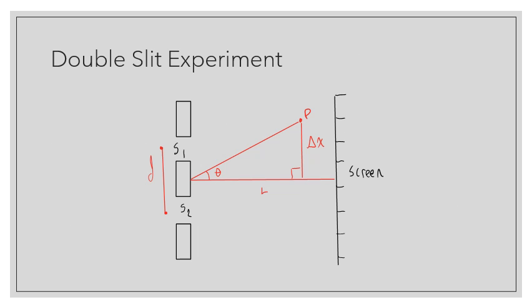So here's a visualization of this double slit experiment. So S1, S2, these represent the two sources of the light. So d, this is the distance between them. Distance between light sources. So L, that is the distance from light sources to screen.